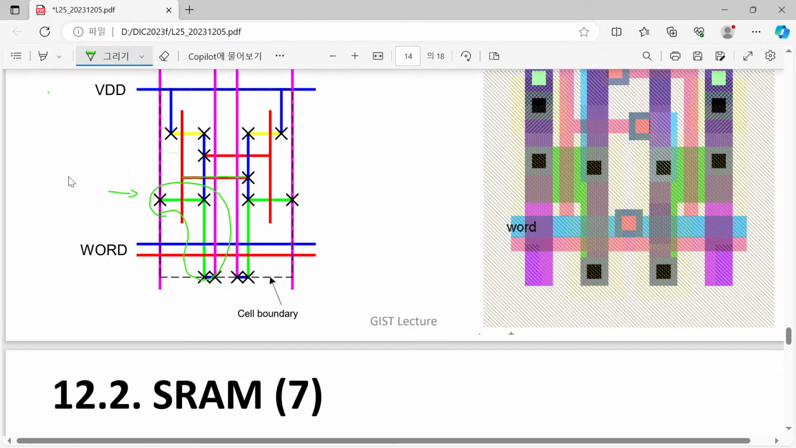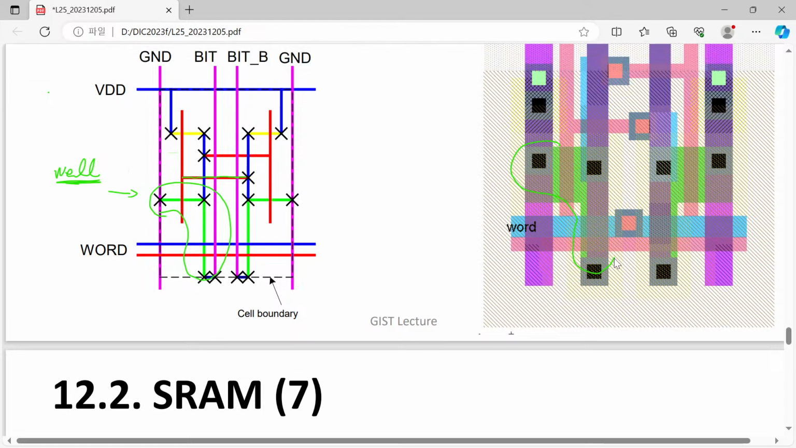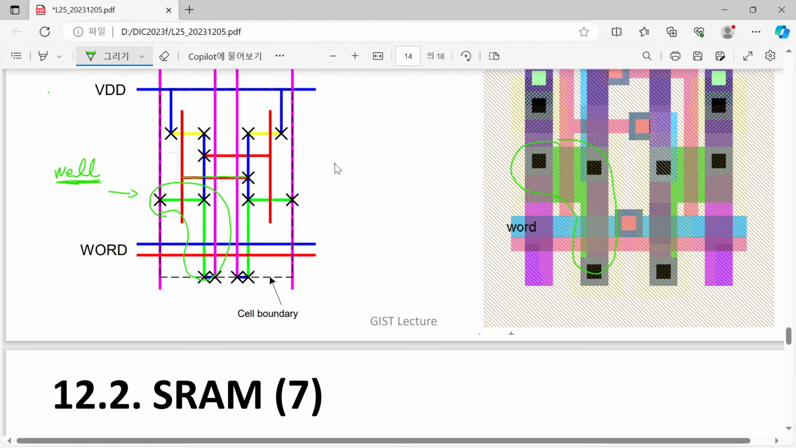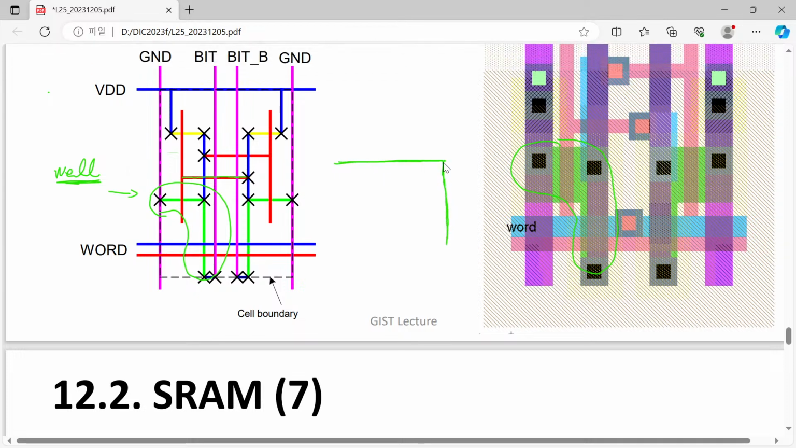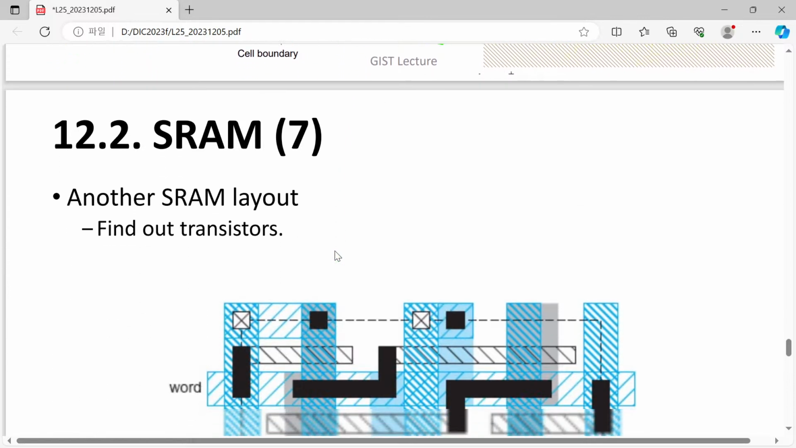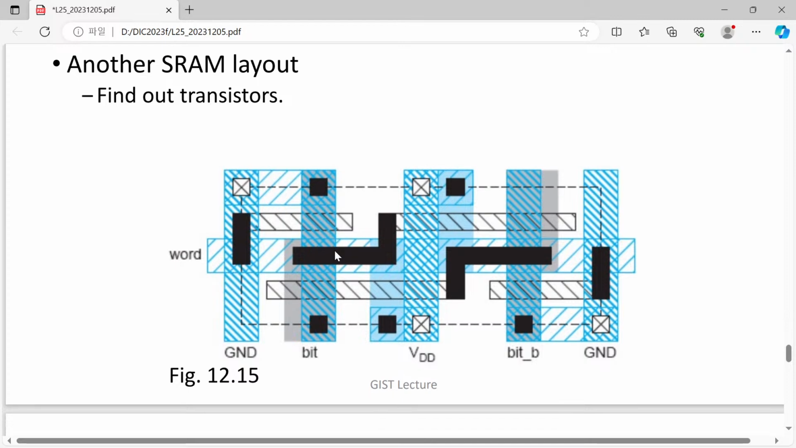This is nothing but your well, and the well has a shape like this. It's not a straight line, but it is bent at 90 degrees. So it is very difficult to actually make it. Instead of that, we just wanted to draw something like a rectangle. So that's the reason why we have introduced another type of layout.